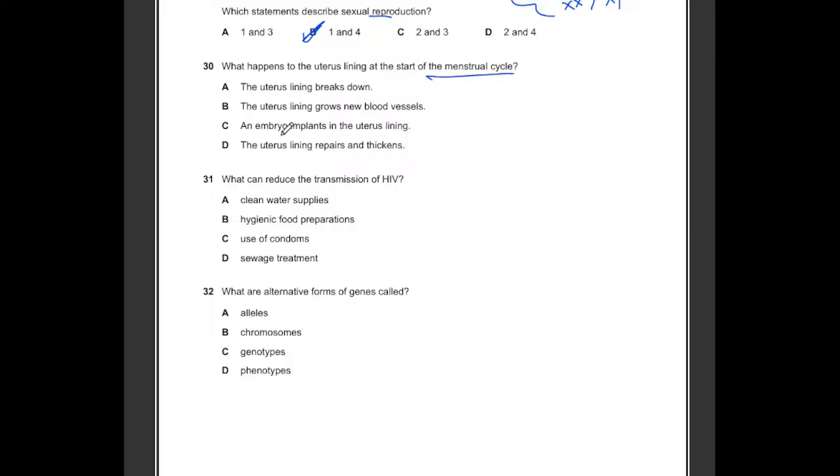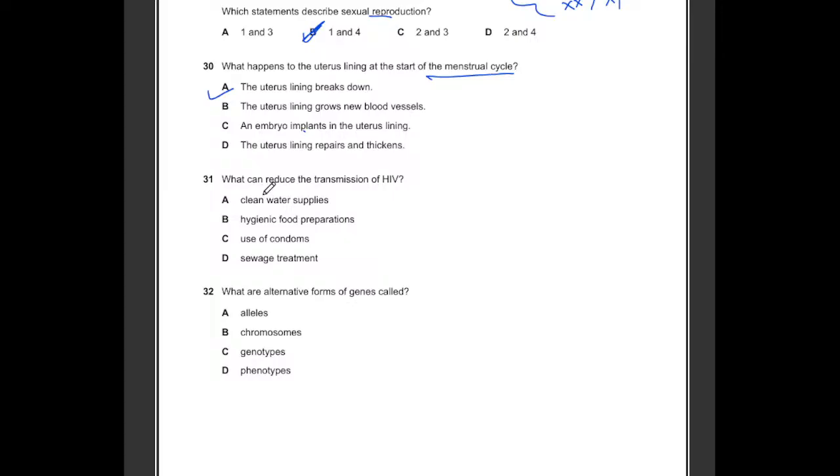Starting itself, you know that the uterus lining breaks down. It's the first answer itself, correct. The lining will have grown new blood vessels. This will take place later, not first. Okay, the starting of the menstrual cycle is the breaking down. Embryo implant and all this won't happen only in this, so nothing here. This is after pregnancy only. Uterus lining repairing thickness, no, implantation is during that time. Okay, this is after menstruation, which happens.